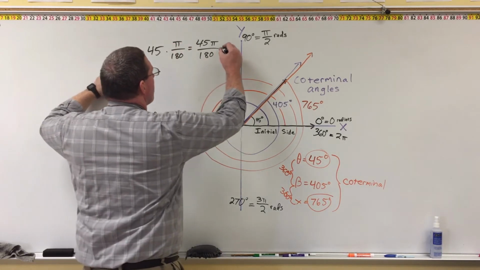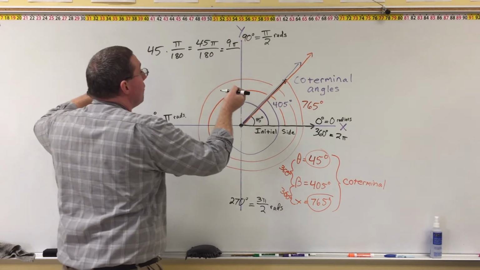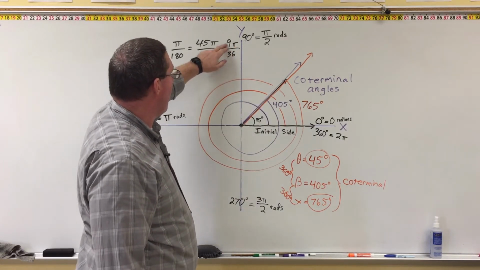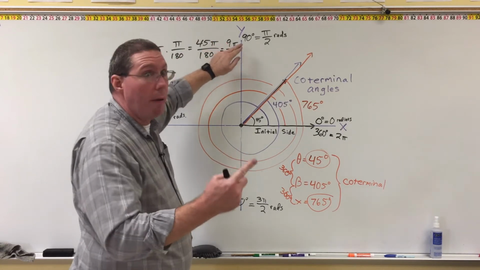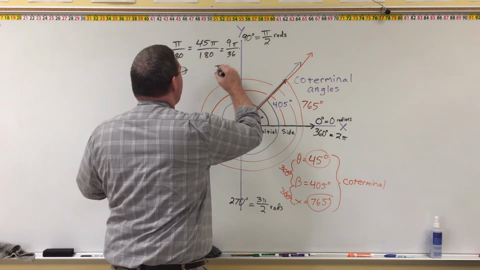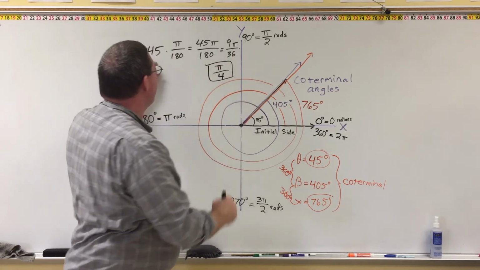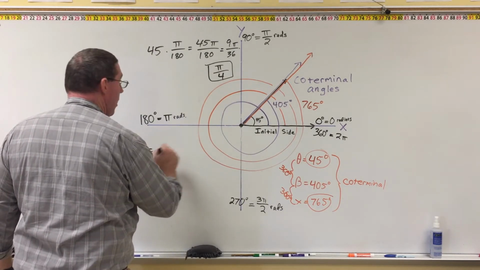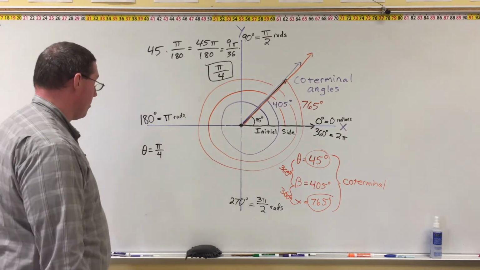Yeah, that's true. So this is going to become 45 divided by 5 is 9, pi over 180 divided by 5 is 36. Well, now you may notice that 36 is divisible by 9, right? And 9 is divisible by 9. So 9 divided by 9 is 1. So 1 pi, but we're not writing 1 pi, we're just writing pi. All right, so pi over 36 divided by 9 is 4, and therefore a 45-degree angle is a pi over 4 angle. So in this case, theta, that first angle right there, is pi over 4 radians.